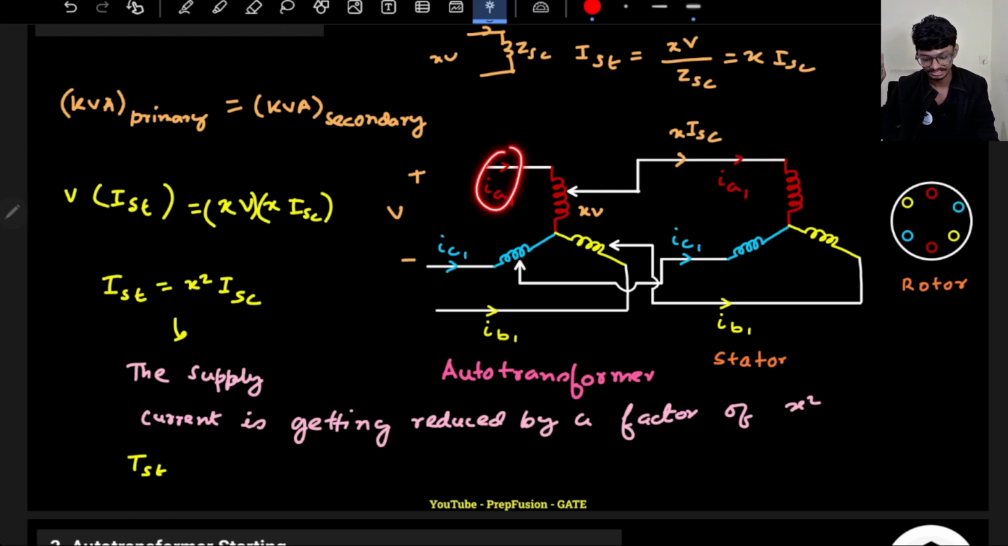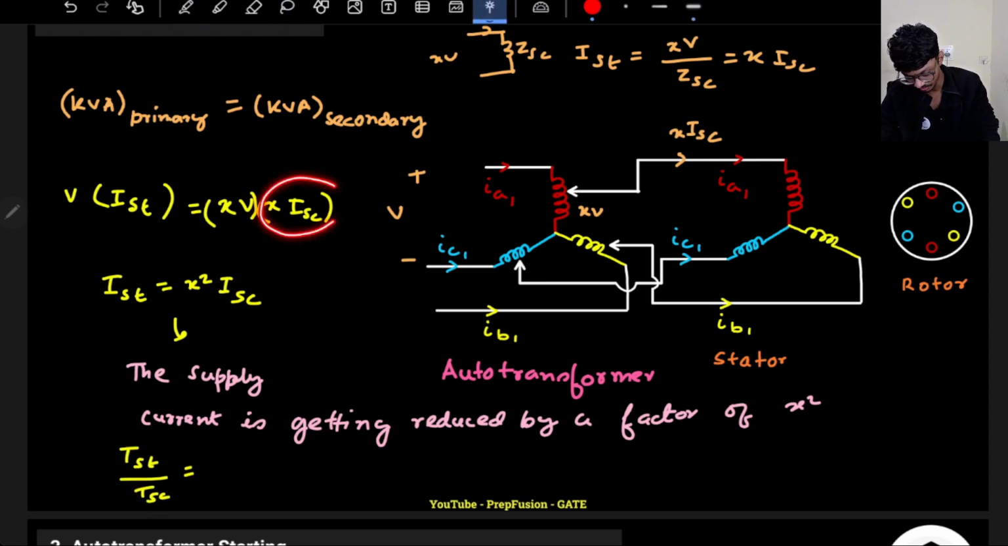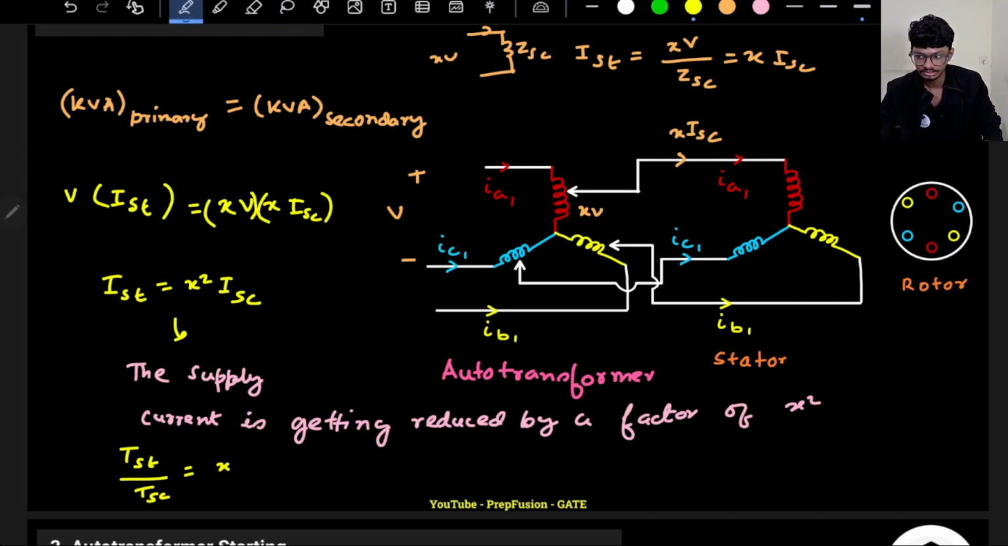I was interested in the supply current because the supply current was higher, so I had to reduce the current. Okay, so if I compare the torque, that will depend on the current on the coils. So what is the current on the coil in the starting case, in this auto transformer case? Current is x into ISC, right? So it will be x into ISC whole square because it is 3 into I2 square into R2. So that's why it will be x square into ISC.